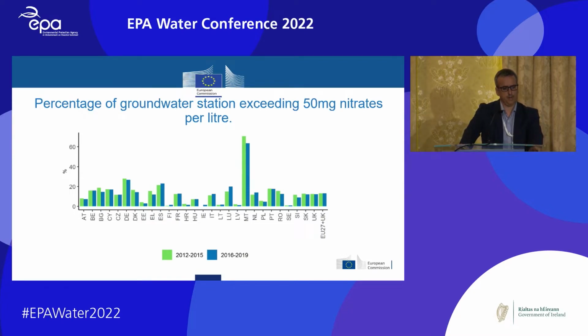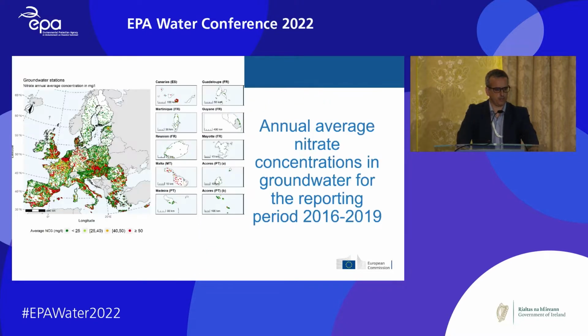You can see here the stable situation between the last two reporting periods. In some member states there is an increase of this share. In other member states, there is a decrease in the number of monitoring stations. This information and these map graphics can all be found in the report on the implementation of the Nitrates Directive.